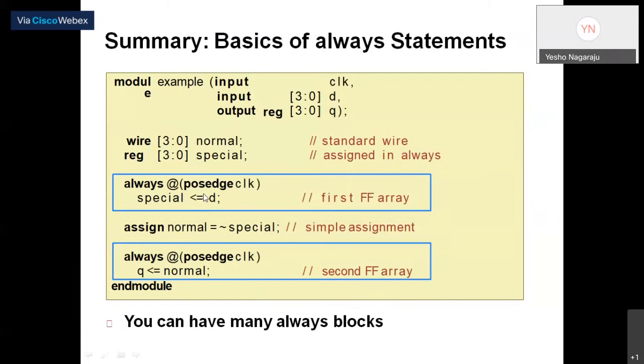At the passage of the clock, as soon as you see this, you should understand these are a set of flip-flops. Why are we calling it a set? Because these are vectors, otherwise it would have been a single flop. Here you can infer a set of flops. This would be a wire, right? Because it's continuously changing. Whenever the special signal changes, the normal signal changes. That's why it's a wire. And this always block is also a clocked block, triggered with the positive edge of the clock, and Q gets the value when the positive edge of the clock happens. This is different from the first one. So two sets of flip-flops we would see in the output.